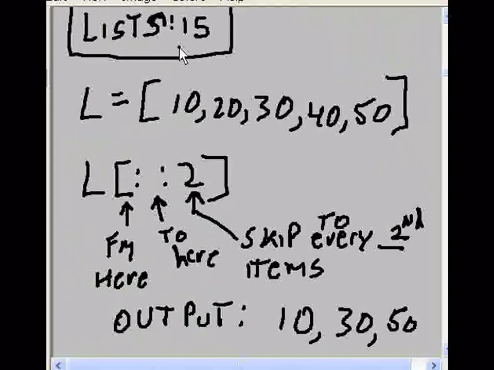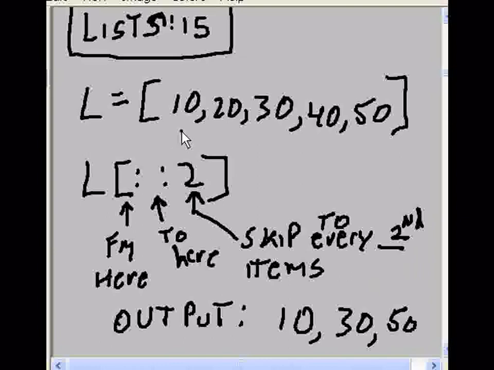Okay, now let's talk about lists. Well, last unit, 15. L equals 10, 20, 30, 40, 50. They're in squares. This is a list. Okay, L squares, colon, colon 2. That means from here, this guy here, to here, and I left them blank. So it assumes from the beginning to the end. Skip to every second item and print that out.